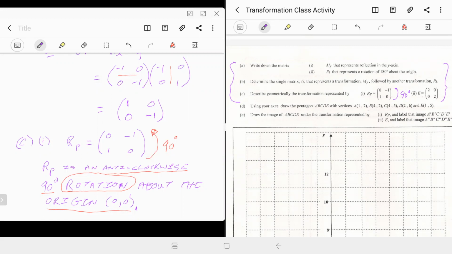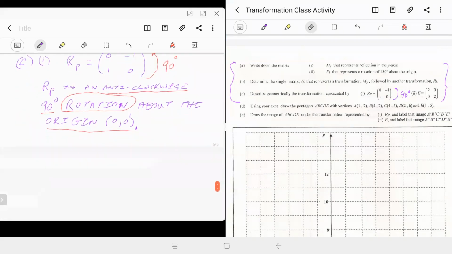The next one: all the matrices for reflection and rotation have 1s in them. So this one I'm given right here has 2 and 2, so that's a k and a k. That's my enlargement matrix. So that's an enlargement of scale factor 2 about the origin. Again, you have to give the name and the components. Since enlargement has 2 components, it has a center and a scale factor.